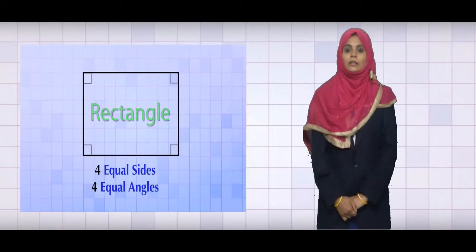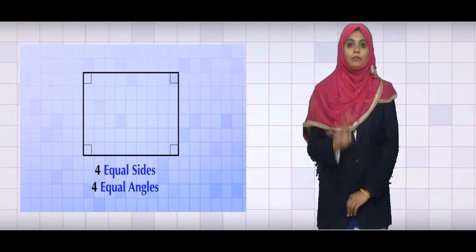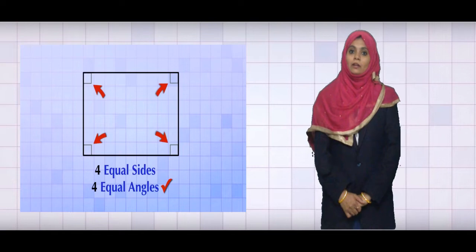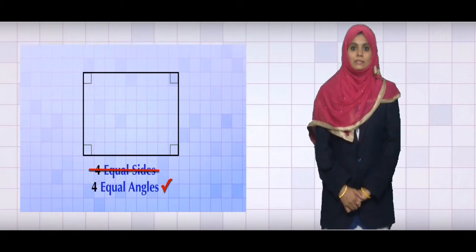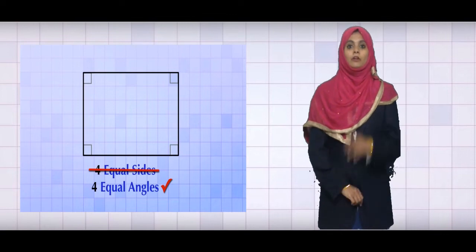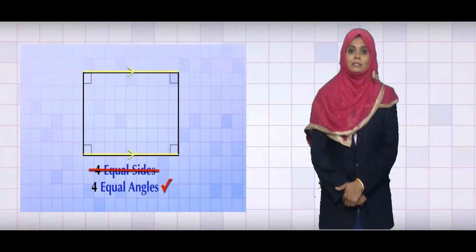A rectangle is a quadrilateral which has 4 equal angles even when we stretch the square, but it doesn't have 4 equal sides. And again, like a square, it is made up of 2 pairs of parallel sides.